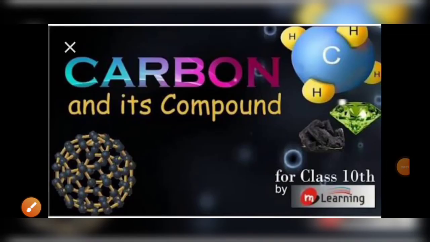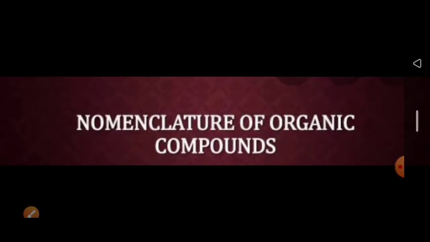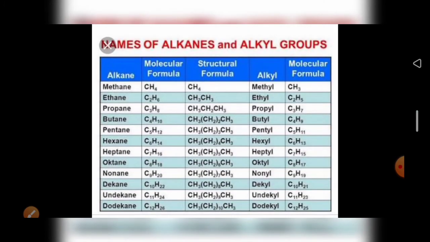We have to see carbon and its compounds, that is, classification of organic compounds based on functional group. Before that, we see the kinds of atoms. Now we have to see the classification based on organic compounds. Before that, we go into how the naming, nomenclature of organic compounds, works. Before that, you should know alkanes and alkyl groups.